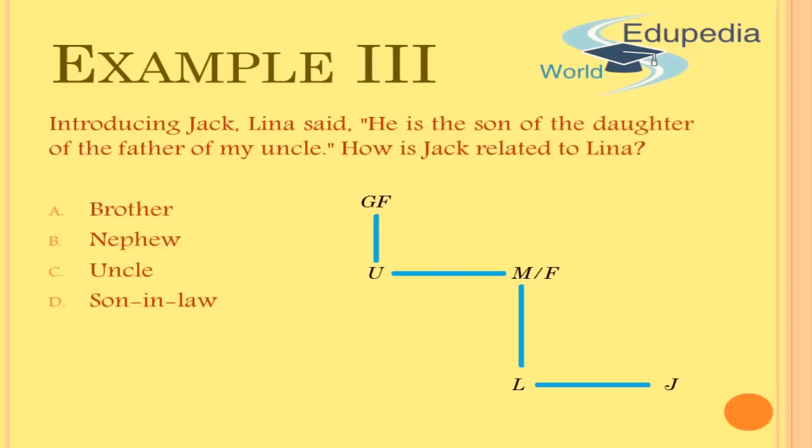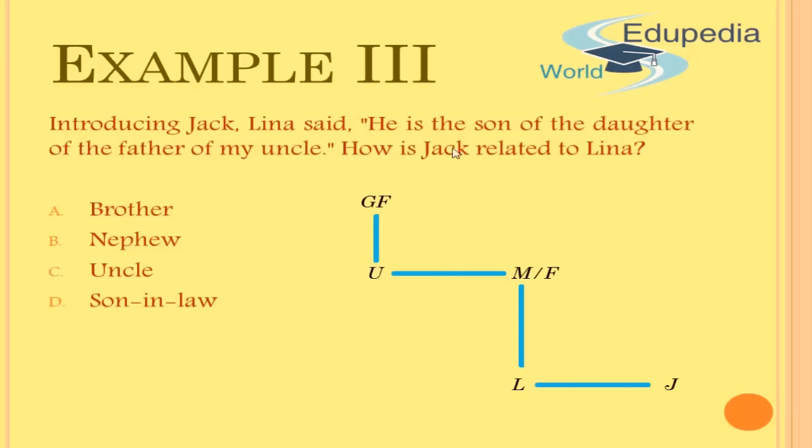Since I don't know which uncle it is, I will draw a vertical line up from L and I'll write M/F, that is mother or father. So this is Lena's parent. I don't know whether mother or father, and I'll draw a horizontal line and I'll plot U, which stands for uncle. So Lena, Lena's parent, and the parent's brother, who is Lena's uncle. So using these two lines, I have taken care of the last part of the sentence.